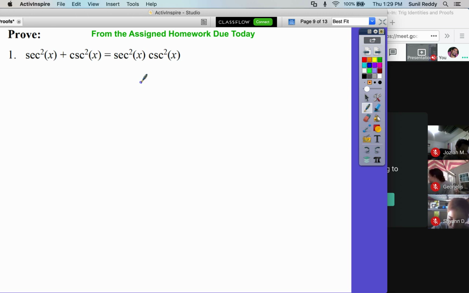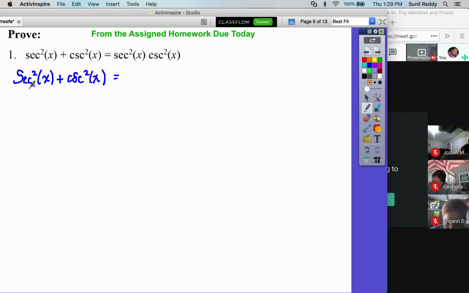Okay. So you always start with the left-hand side. So I'm going to have secant squared plus cosecant squared. And now it's my task to rewrite that until I get what I need. So I don't really know right away what I need to do, but I know that I have my toolkit of the 11 identities that I have on the first couple pages of the notes. Okay, so I'm going to start there.